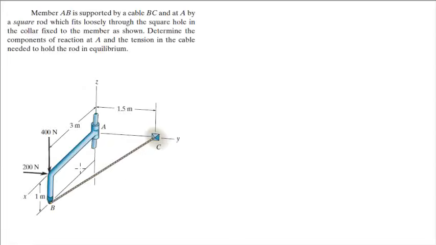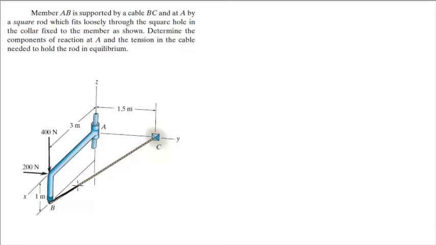Alright guys, let's do this problem where you have member AB supported by a cable BC and at A by a square rod which fits loosely through the square hole in the collar fixed to the member as shown. Find the components of the reaction at A and the tension in the cable needed to hold the rod in equilibrium.